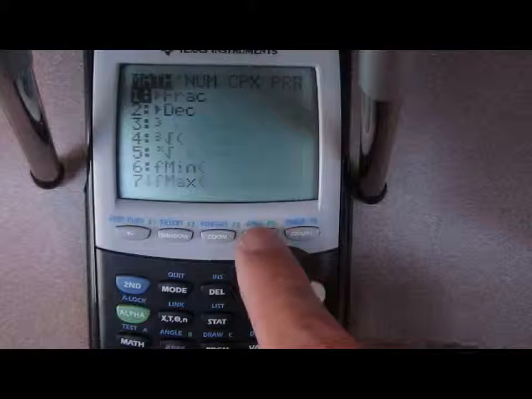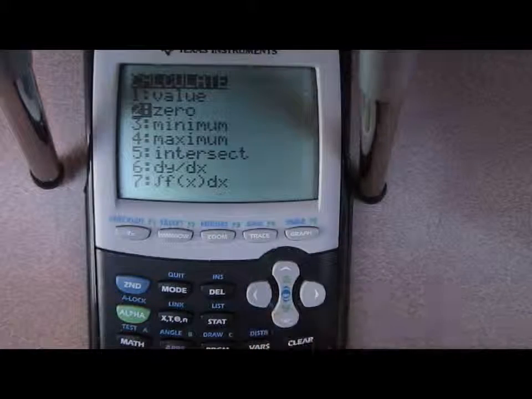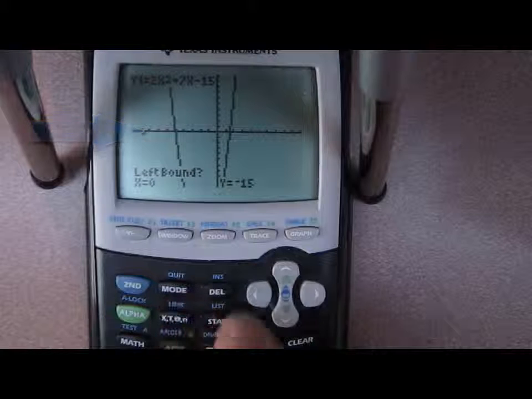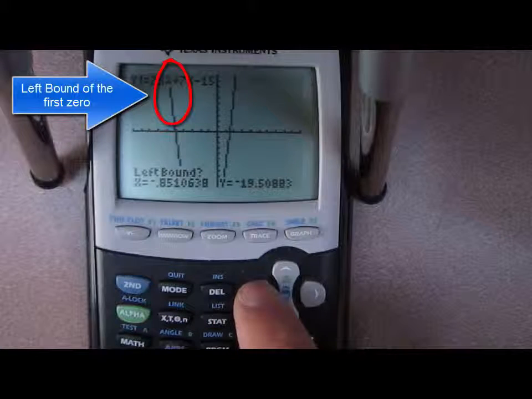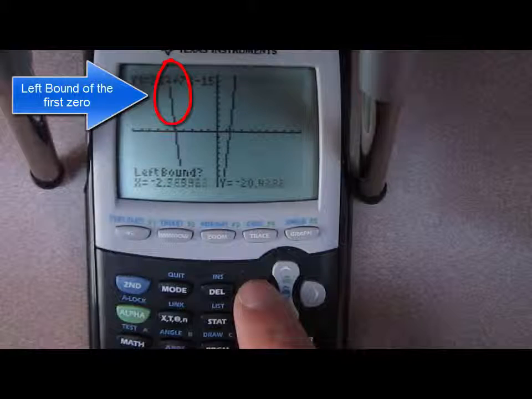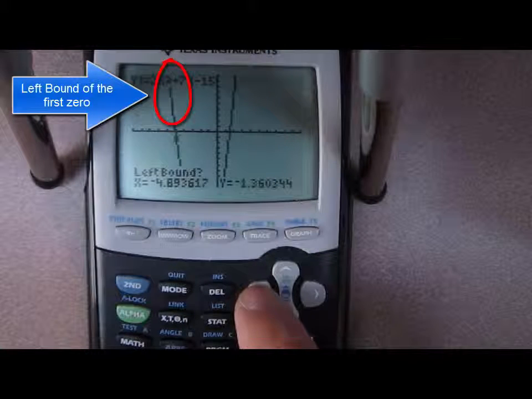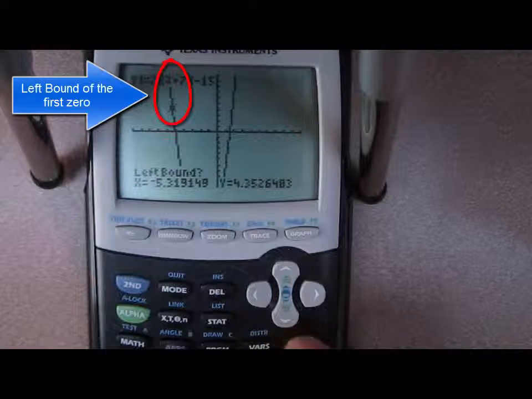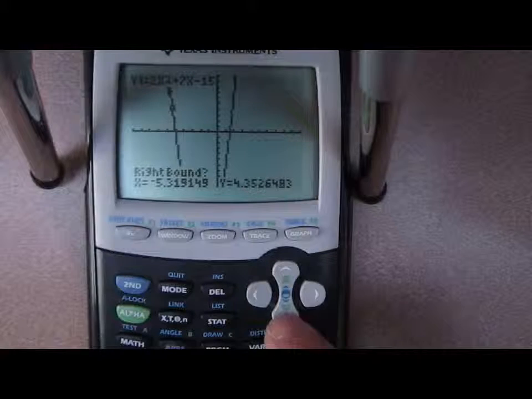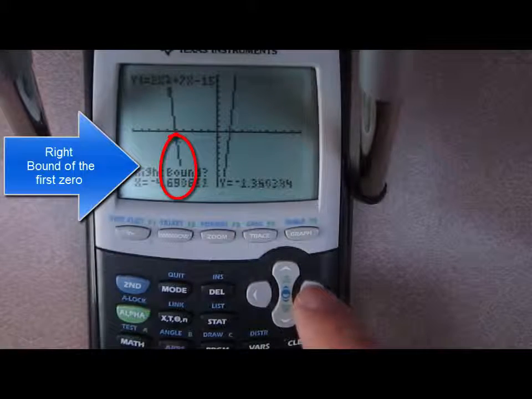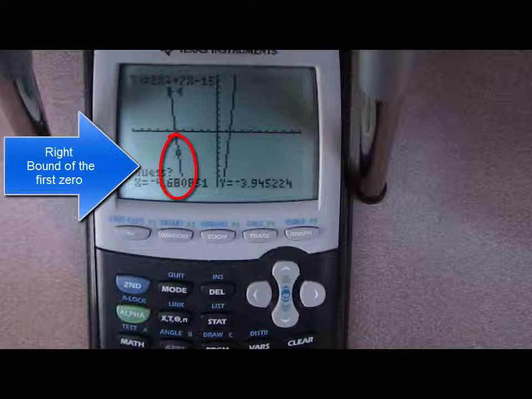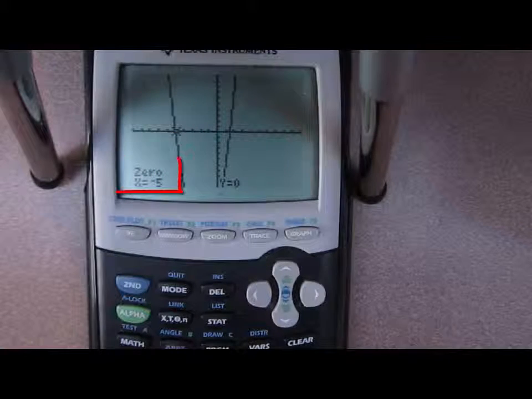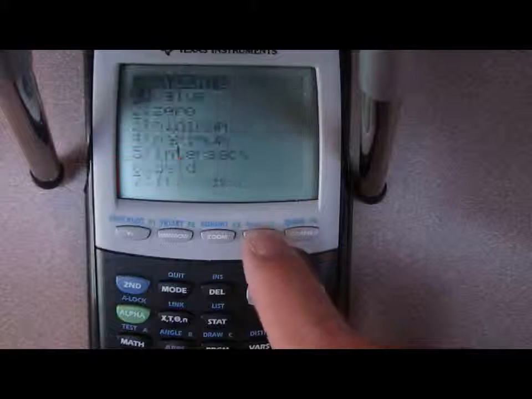Now you hit second, calc, and 0, and it will ask you for the left bound. So you have to locate the left bound by pressing the arrow key until you see the blinking cursor, and then you move to the left of the zero and hit enter, yes, that's the left bound. It asks you for the right bound, so you use the arrow key to move to the right of the 0. Then it asks you to guess, you hit enter, yes, that's the 0 you got there, x equal to -5.